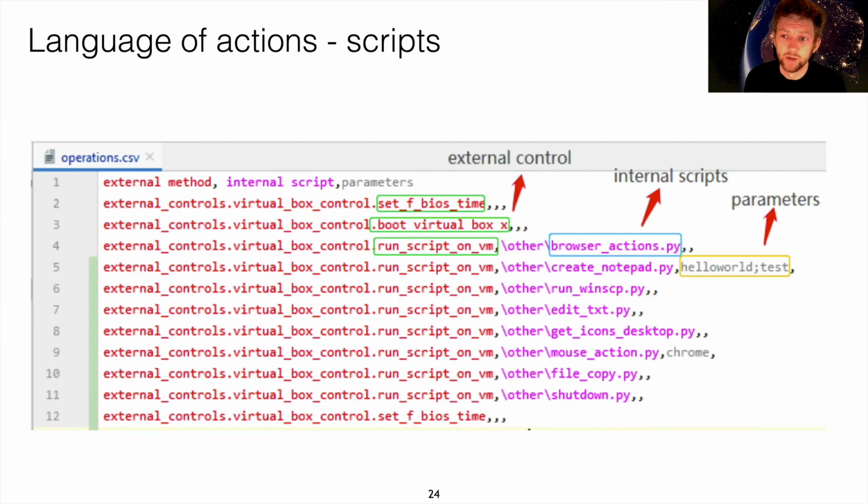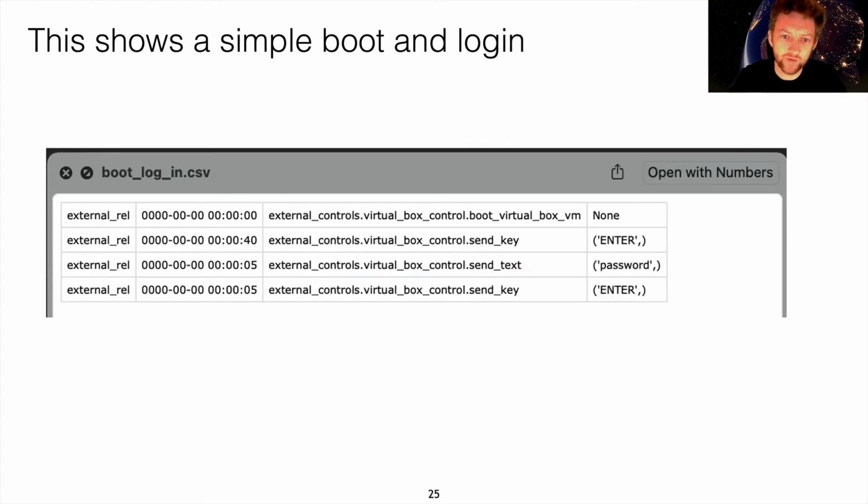But it's another option. So this is a screenshot from the paper that shows you the kind of language, how we express these. This is a little bit old now. We've moved on a little bit from this. But essentially you can see you have a bunch of functions and parameters and so on. Just to have a look at some of the newer stuff, this shows just a very simple booting of the machine and logging in. So you have a VirtualBox control thing saying boot the virtual machine, sending a key, enter, sending the text password and enter. That's going to boot the machine and log in, essentially.